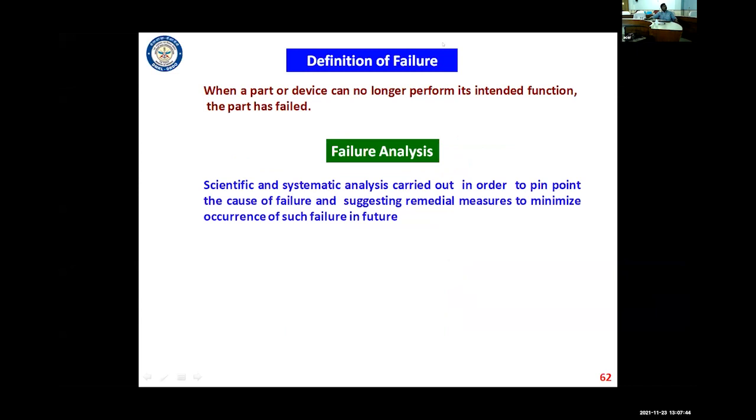Okay, now before that, I will explain about failure. So what is failure? When a part or device can no longer perform its intended function, the part has failed. Basically, failure analysis is a scientific and systematic analysis carried out in order to pinpoint the cause of failure and suggest remedial measures to minimize the occurrence of such a failure in the future.